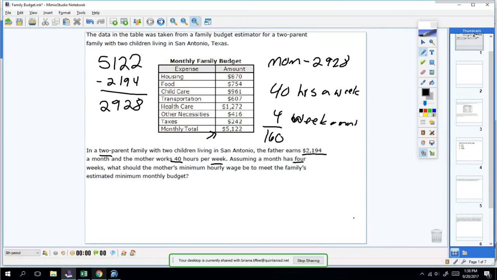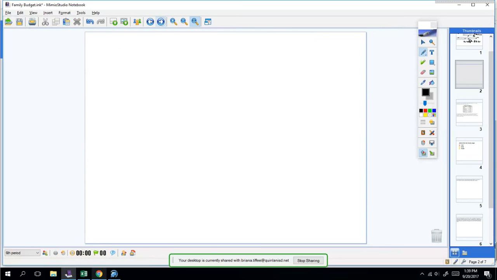So the way I would find out my hourly wage is I'll divide 160 into 2,928. When you divide 160 into 2,928, you'll get 18.3. So that means she's going to have to make $18.30 an hour. That's her minimum, though. She can make more than that. That's just her minimum to be able to cover her monthly total. Okay, that's problem 1. Let's go on to problem 2.